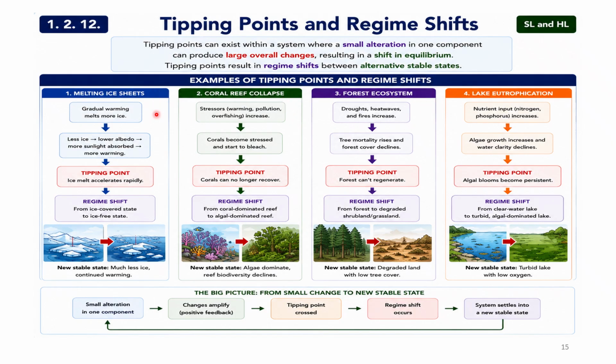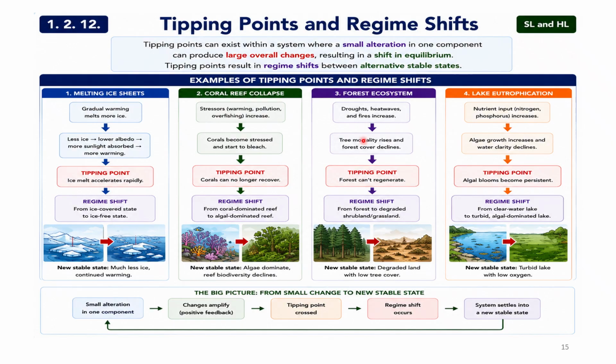In melting ice sheets, gradual warming reduces ice cover, lowering Earth's albedo so more solar energy is absorbed. Once the tipping point is reached, ice loss accelerates, shifting the system to a new state with much less permanent ice. In coral reefs, increasing ocean temperatures, pollution, and overfishing stress corals until they can no longer recover. The reef then shifts from a coral-dominated ecosystem to one dominated by algae, with a major loss of biodiversity.